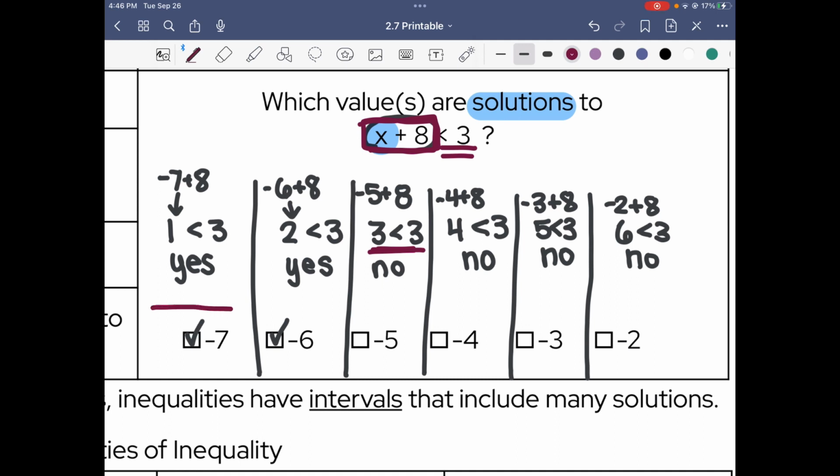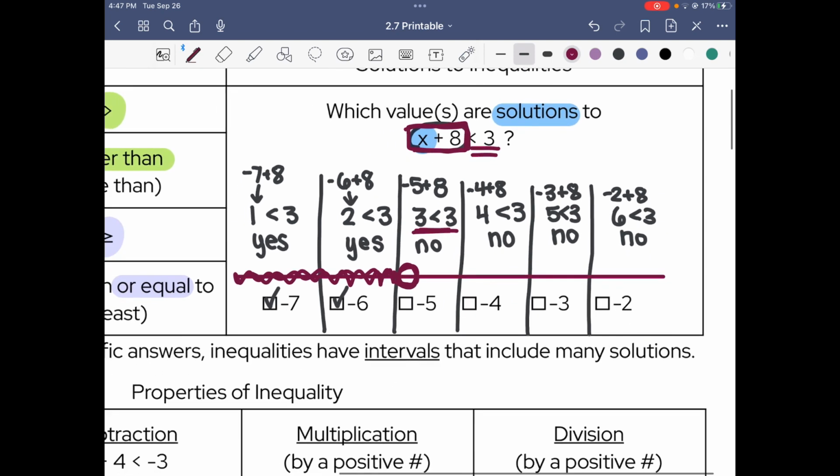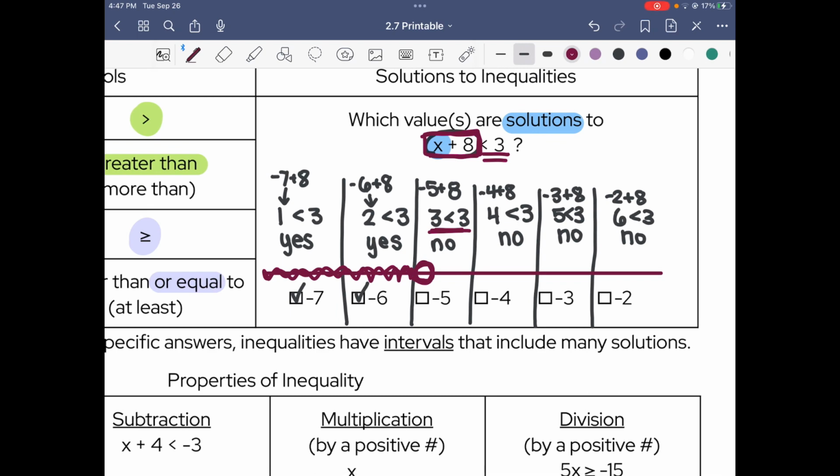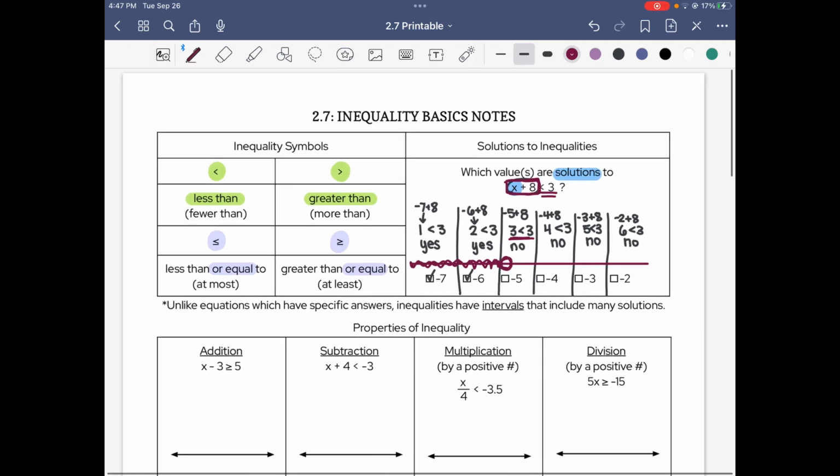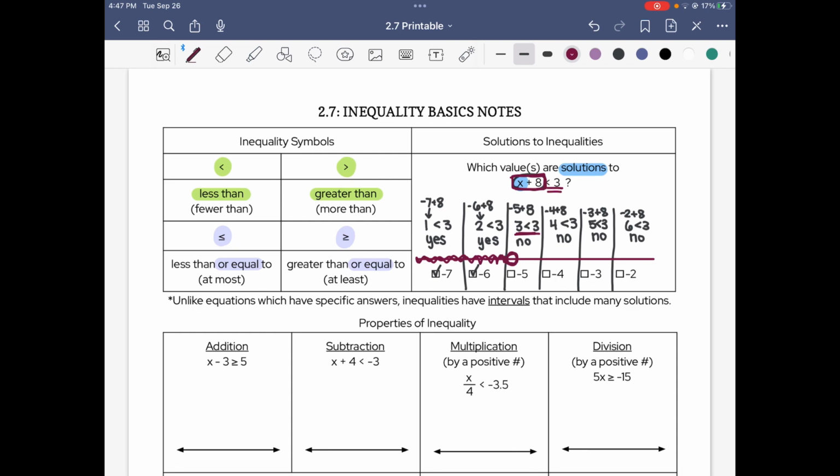And it turns out that this is like a number line where we would put an open circle at -5, because that's where it's equal to 3, but we don't want it to be equal to 3. That's our boundary line. And then we want anything that goes this way, because this is where all of our solutions are. And it can include anything less than -5. -8 plus 8 would be 0. That's less than 3. Anything less than that would work.